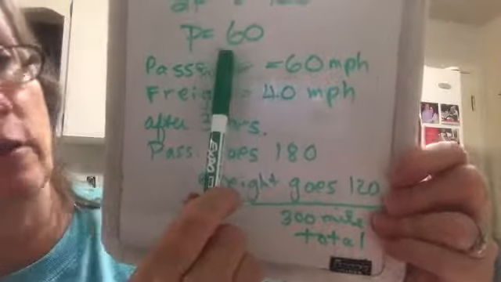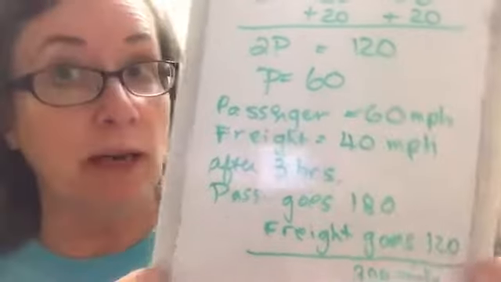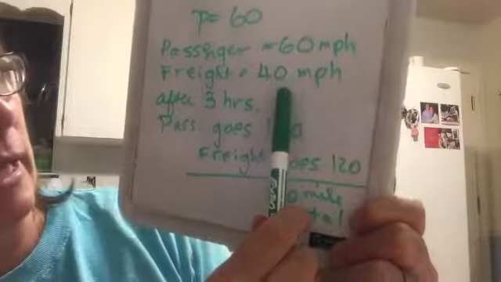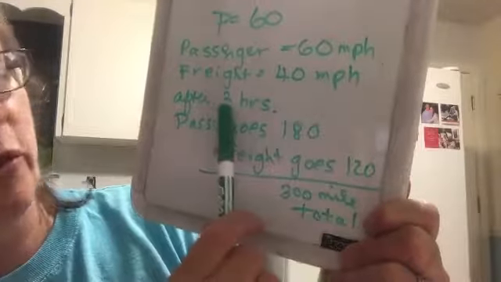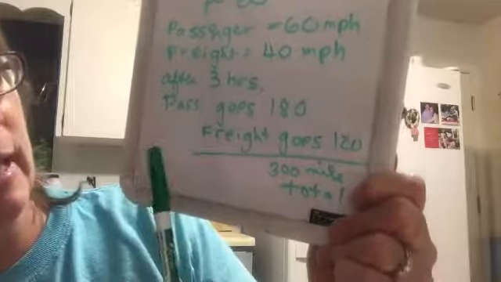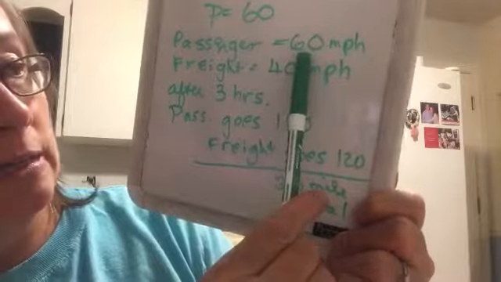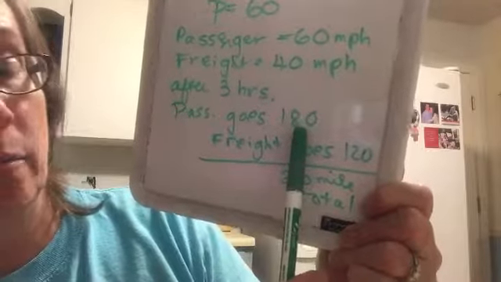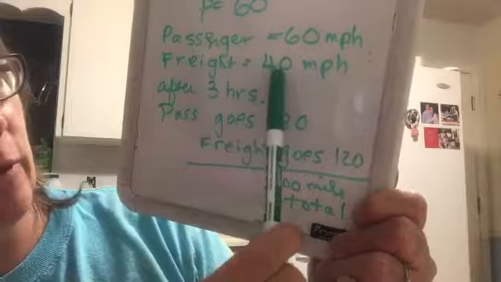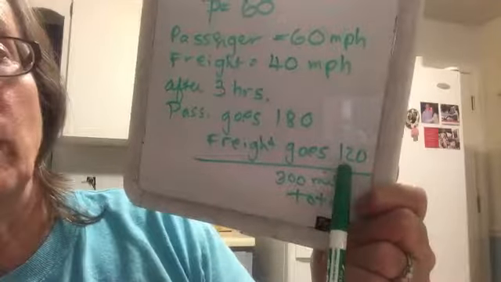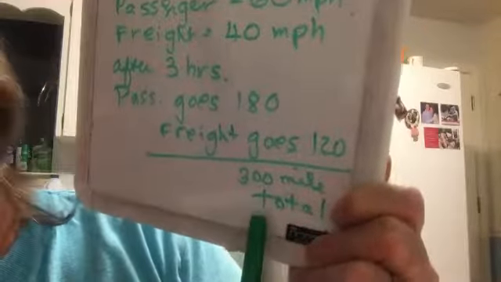If the speed of the passenger train was 60, we know that the freight train was 20 miles per hour slower, so it had to be 40. Okay, so we have 60 and 40, and then they traveled for 3 hours and crossed each other. So then I checked it. After 3 hours, the passenger train would have gone 60 times 3, or 180 miles. The freight train would have gone 40 times 3, or 120 miles, and together they went 300 miles, which satisfies the requirements of our problem.